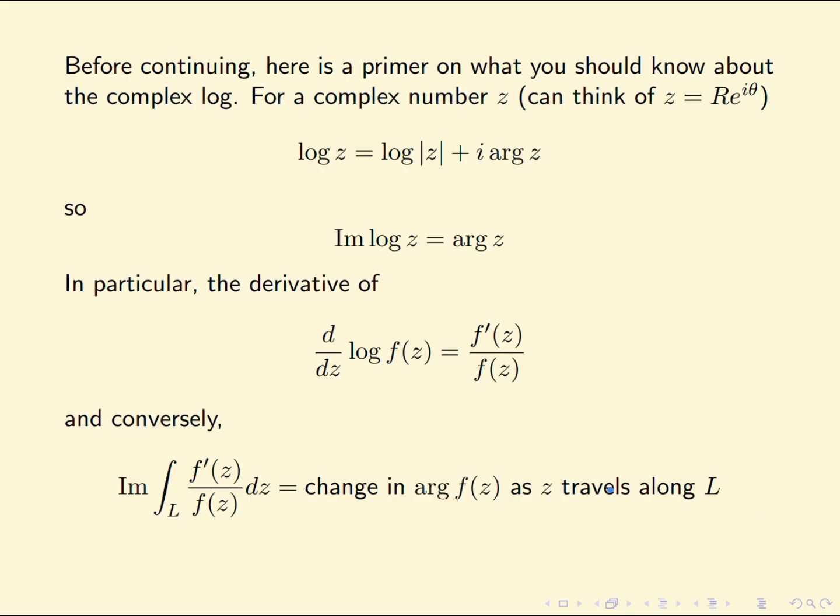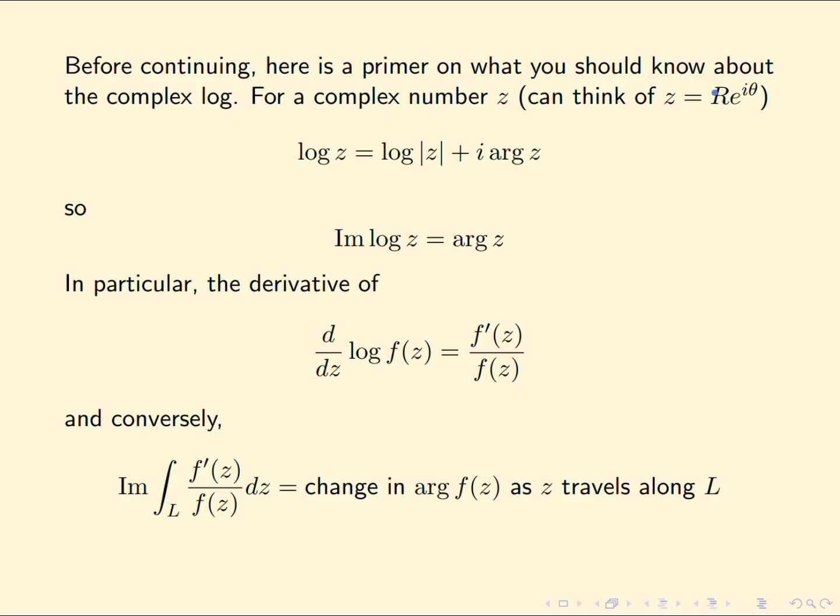And before continuing, I'm going to give you a primer on what I think you should know about the complex log. So for a complex number z, it's easier to think of z in polar coordinates, so r times e to the i theta. Then the log of z is equal to the log of the modulus of z, or the absolute value of z, plus i times the arg of z. You can think of it as just taking the log of both sides in this representation. The r is the modulus, and this e to the i theta tells it how much to turn by. The log of a product is the sum of the two logs, that's why you have two log terms here.